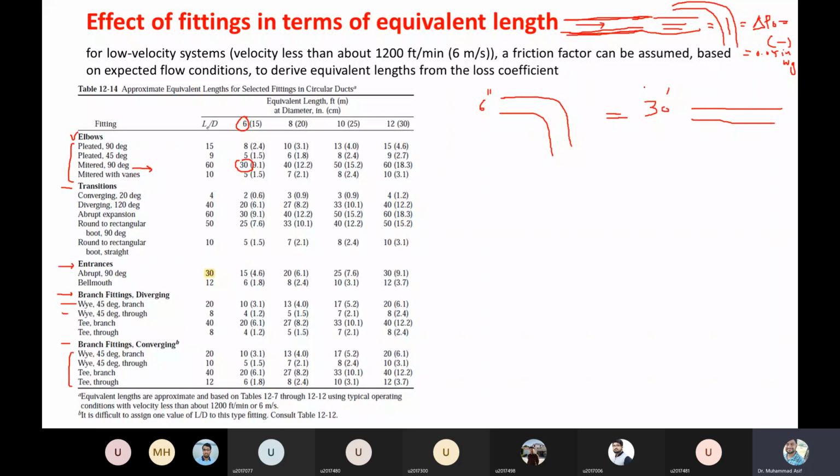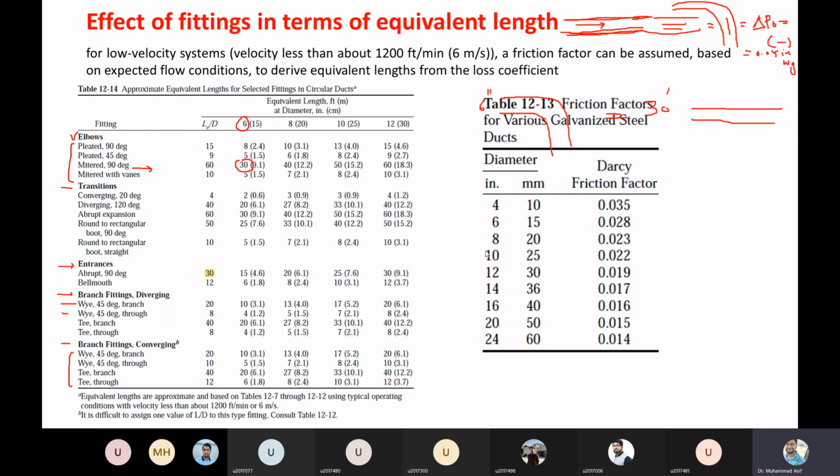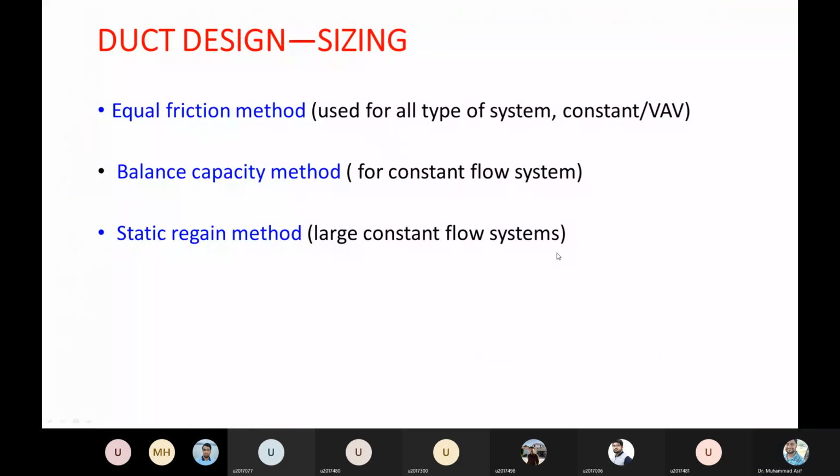Then how can we get the equivalent length that will have the same pressure loss due to friction as this elbow? The same pressure loss by the straight duct will be equivalent to the pressure drop because of friction by this elbow. So we can get the equivalent length from this table. With different diameters, we can have different friction factors, I mean C naught.